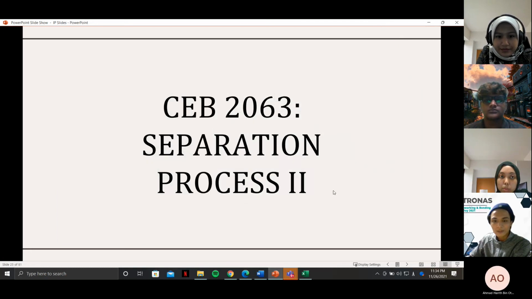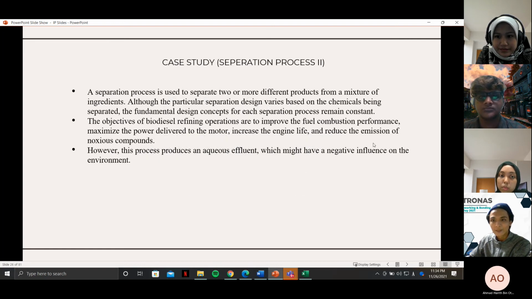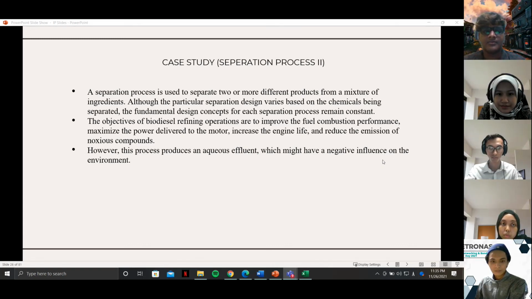So next off, we go to the separation process, which we discuss the case study from biodiesel. Case study for separation process 2. A separation process is used to separate two or more different products from a mixture, although the particular separation design varies based on the chemical being separated. The objectives of biodiesel refining operation are to improve the fuel combustion performance, maximize the power delivered to the motor, increase the engine life, and reduce the emission of noxious compounds. However, this process produces an aqueous effluent which might have a negative influence on the environment.